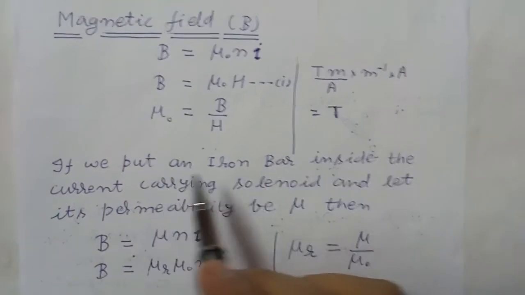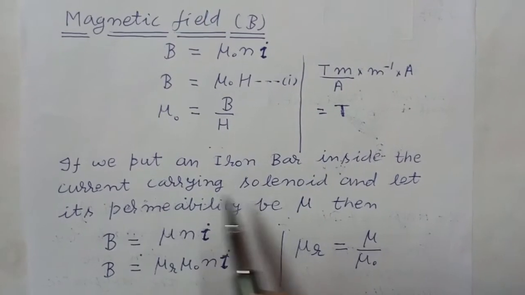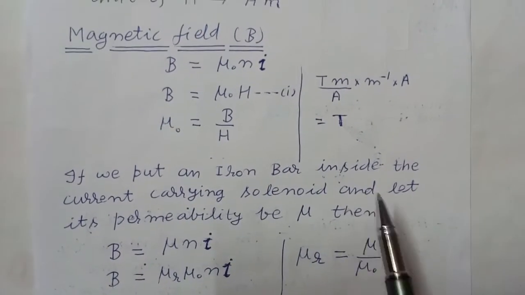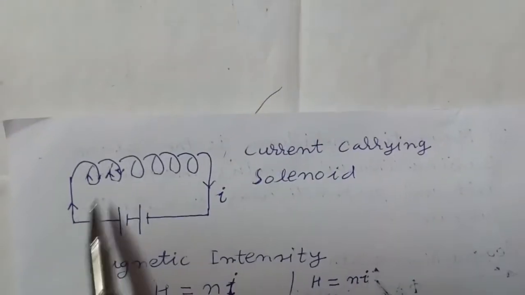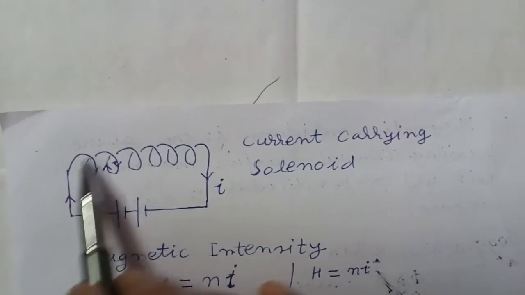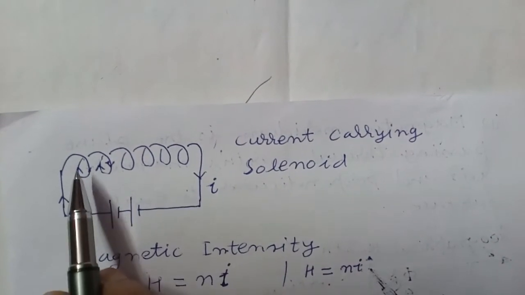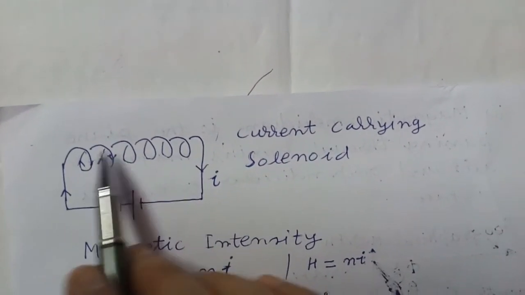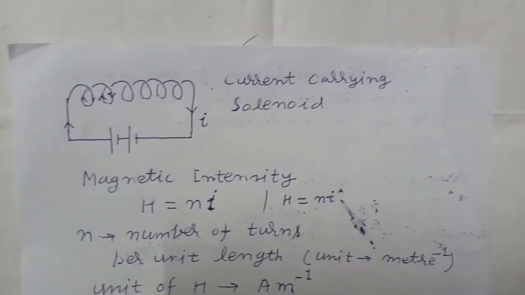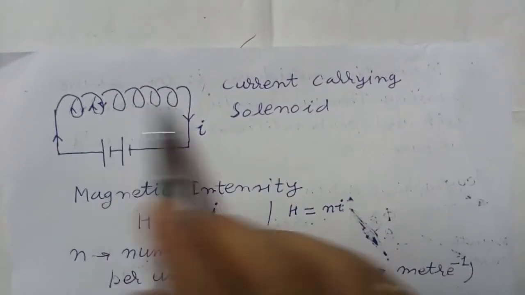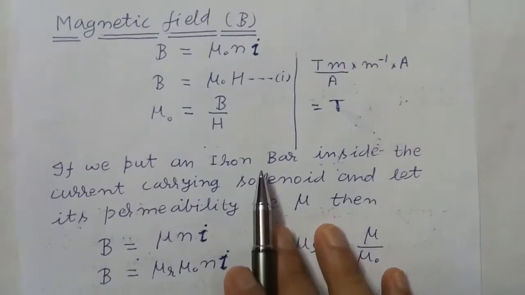Now if we put an iron bar inside the current carrying solenoid, and let its permeability be mu, then B is equal to mu N I. Suppose we put a cylindrical iron bar inside the current carrying solenoid, whose permeability is mu. So the magnetic field B inside that iron bar will be equal to mu N I.